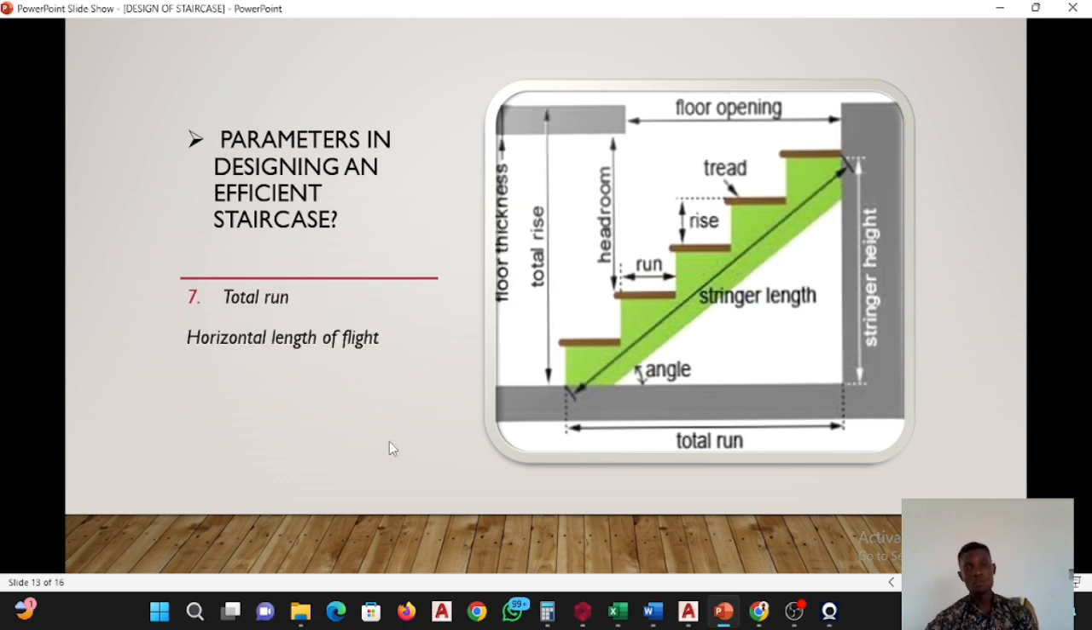So the seventh parameter is the horizontal length of flight. This is the length from the first riser to the last riser, which is what we regard as the total run. So those are the parameters you need in designing a staircase.